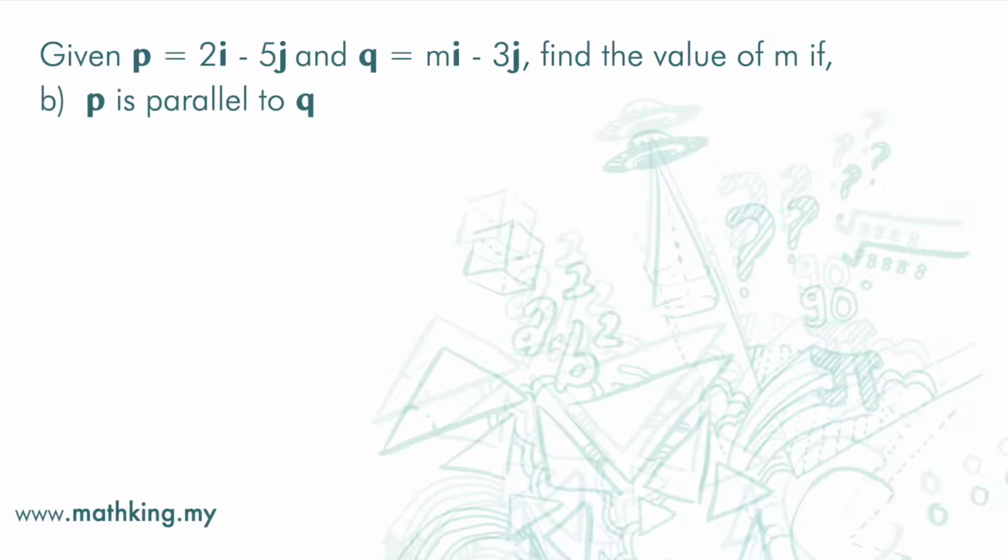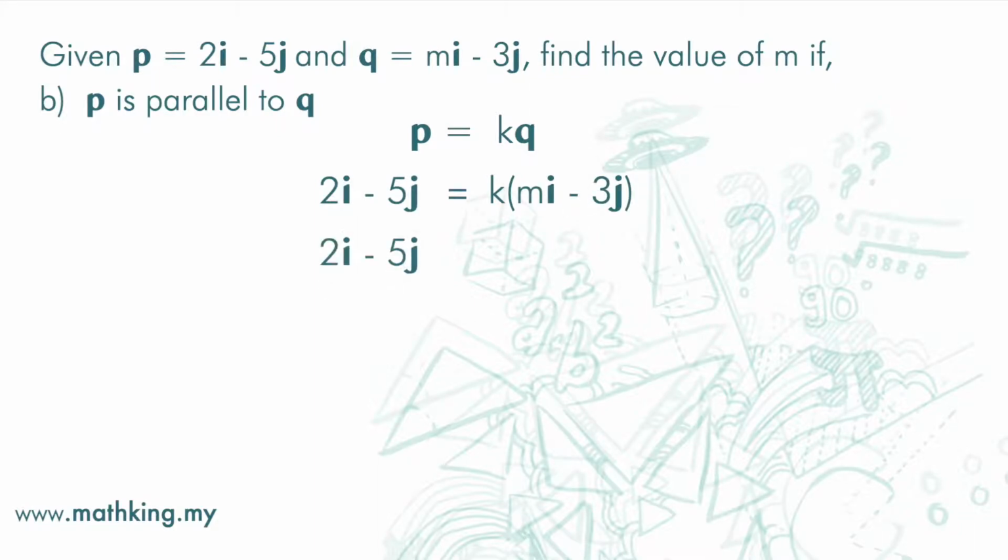Question B. Vector p is parallel to vector q. If vector p is parallel to vector q, then vector p equal k vector q, where k is a constant. Please refer to the previous section if you don't remember this point. We have 2i minus 5j equal kmi minus 3kj.